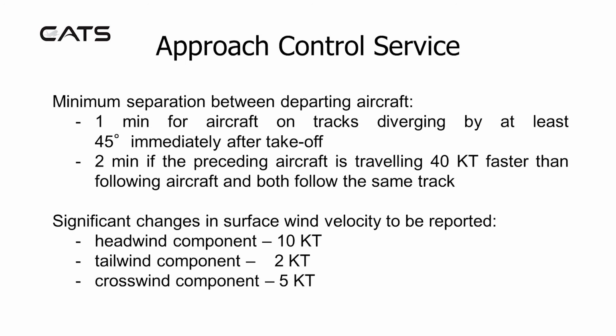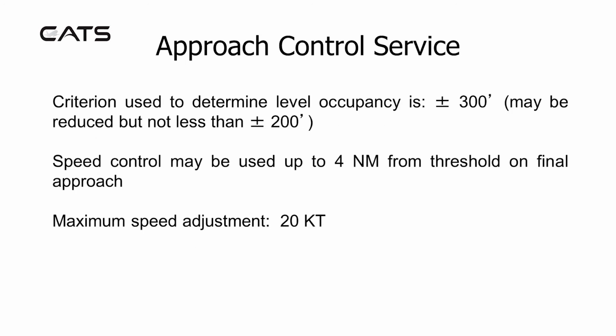Significant changes in surface wind velocity are to be reported if the headwind component changes by 10 knots, the tailwind by 2 knots, and the crosswind by 5 knots. The criterion used to determine level occupancy is plus or minus 300 feet, but this may be reduced to not less than 200 feet. Speed control may be used up to 4 nautical miles from the threshold on final approach. The maximum speed adjustment is 20 knots.